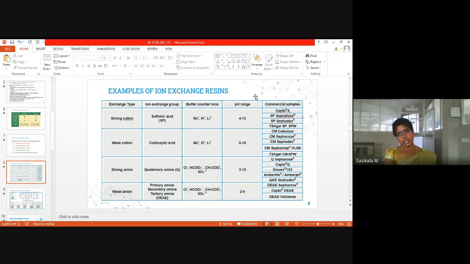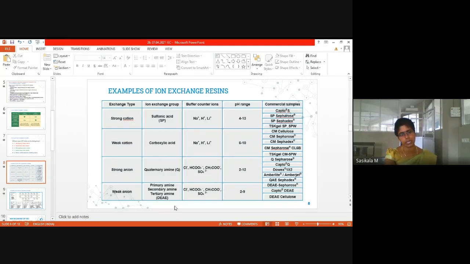For cation exchange chromatography, the pH range is mentioned for these two, 4 to 13 and 6 to 10, in which they will function to separate the molecules. These are brand names of different exchangers. And for strong anion and weak anion, for anion exchange chromatography, it is Q exchangers. Q is nothing but quaternary amine exchangers. This will be carrying a positive charge. In quaternary amine, nitrogen will be carrying the positive charge. Okay, let me show you the structure of ion exchangers in the next slide.